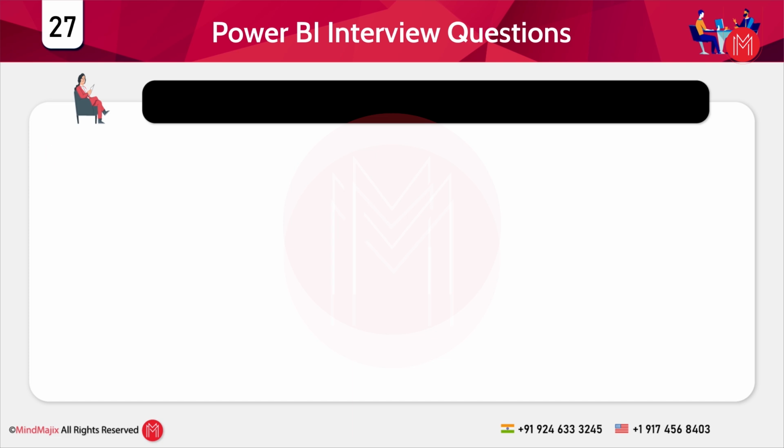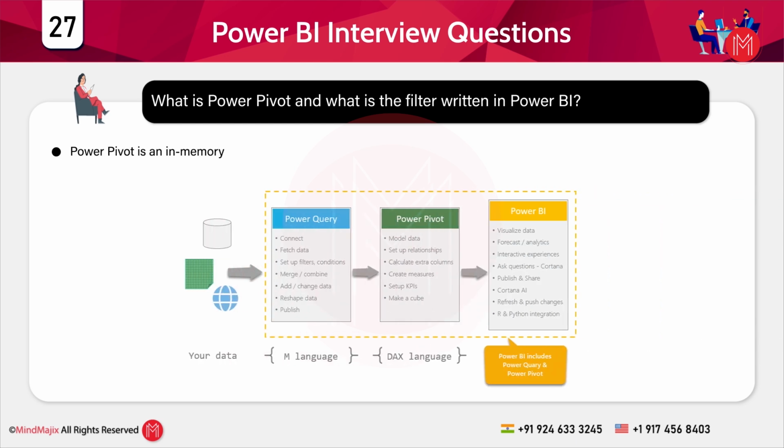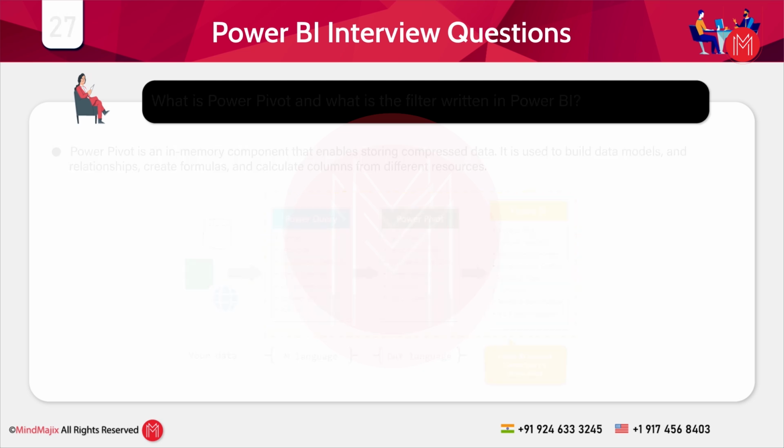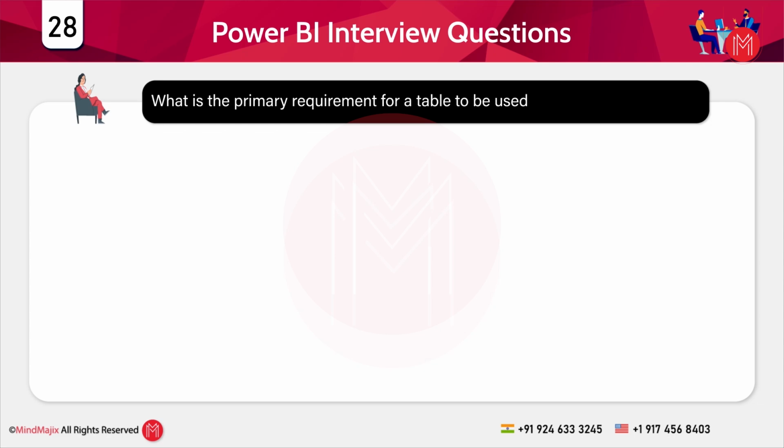The next question is, what is Power Pivot and what are filters in Power BI? Power Pivot is an in-memory component that enables storing compressed data. It is used to build the data model, the relationships, create formulas, and calculated columns from different sources. Now if you talk about filters in Power BI, filters are applicable at the visualization level, report level, and page level.